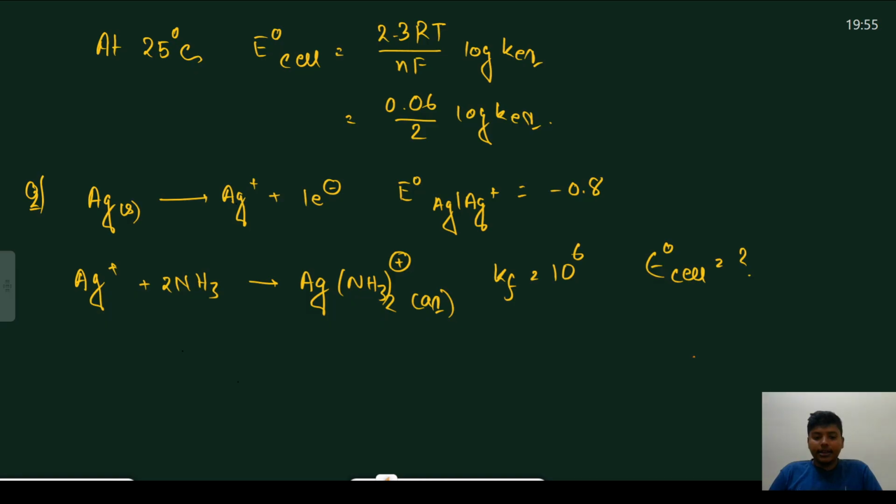Let's see who can tell what is the value of E naught cell. For Kf, here you can write K equilibrium, okay? K equilibrium value.